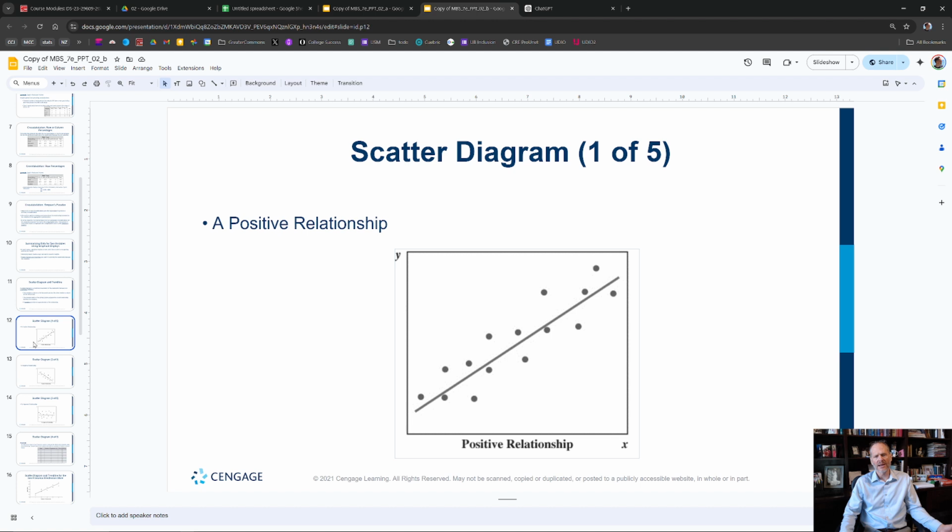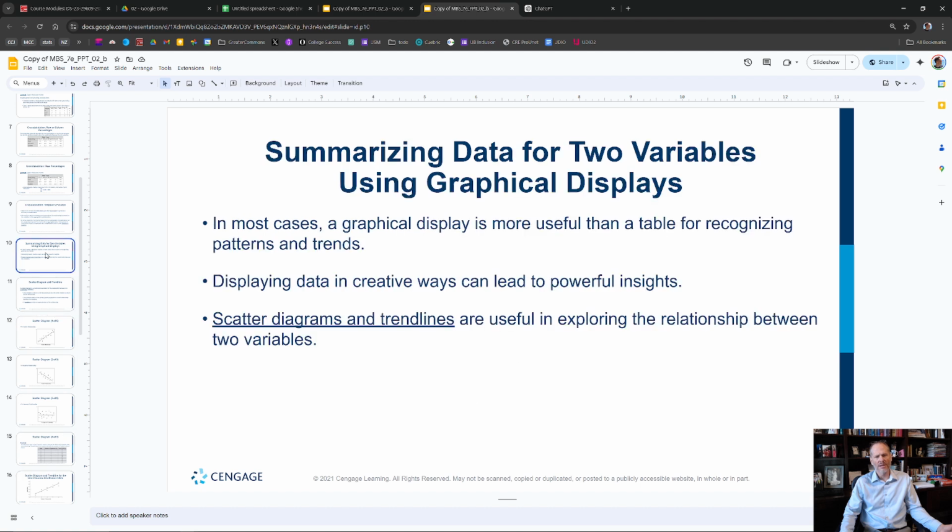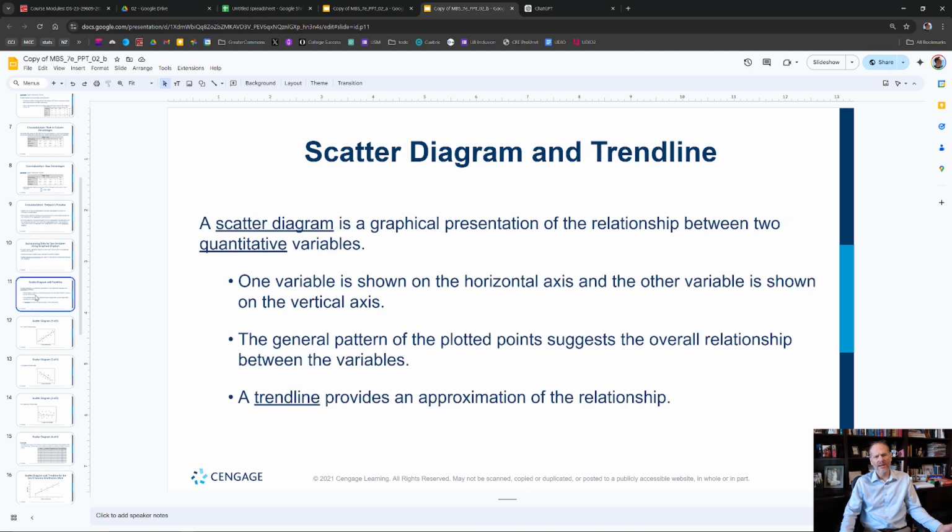So here is a scatter diagram with a trend line. We scattered the data and we could see the trend is like a positive relationship. So that's one way we could display data, a scatter diagram with a trend line. And here we describe a scatter diagram and a trend line a little bit.